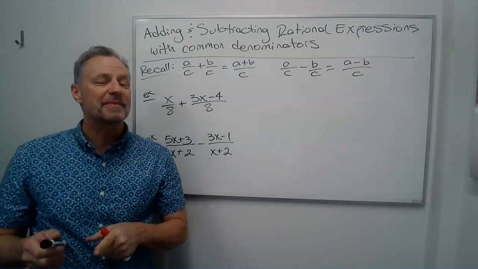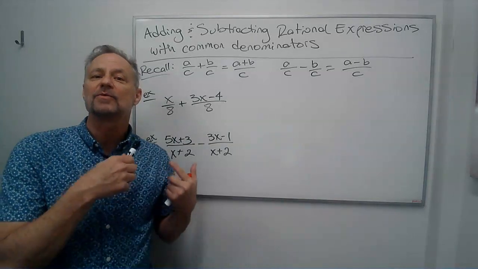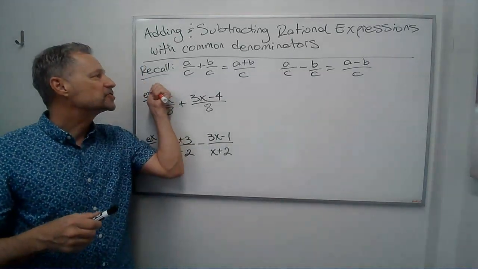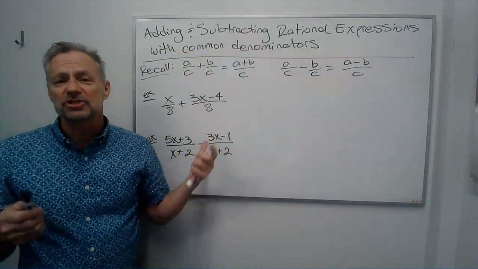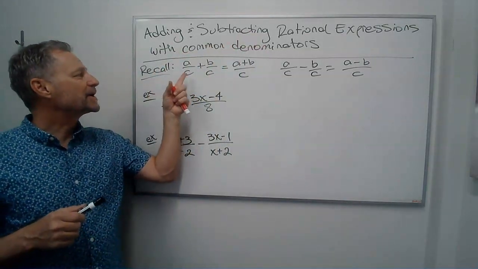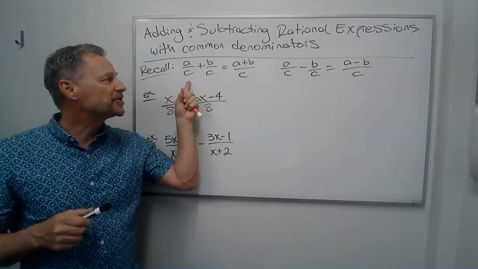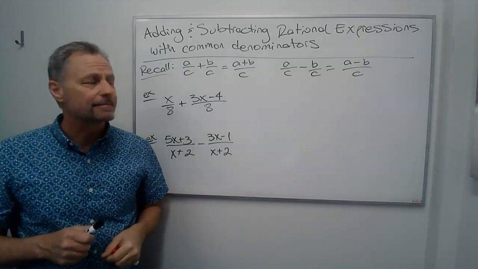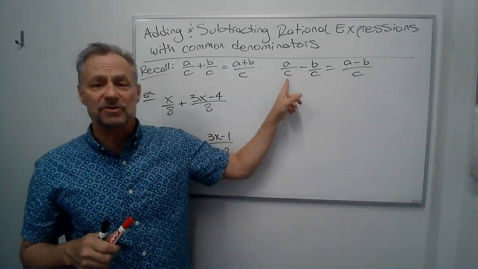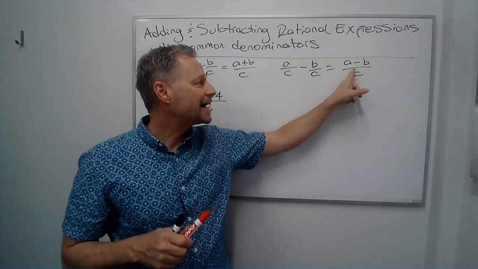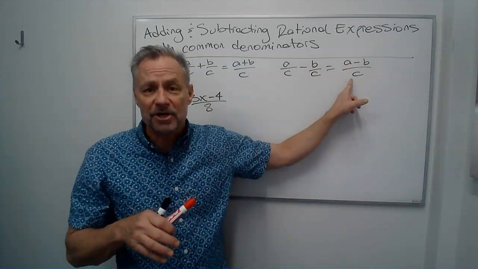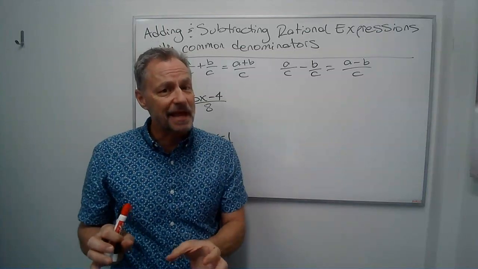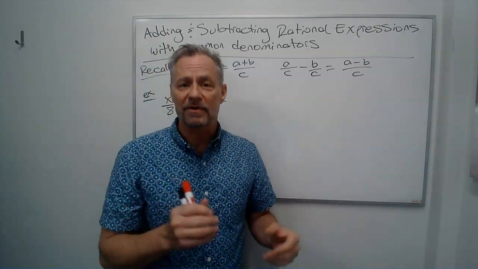We're going to talk about how you add or subtract rational expressions that already have a common denominator. Okay, so since I'm talking about rational expressions, we're just talking about fractions. So remember, when I add fractions, if they have a common denominator and I'm adding, I add the numerators and just keep the denominator. Similarly, if I'm subtracting fractions with a common denominator, I subtract the numerators, keep the denominator. So notice I never add or subtract the denominators. They have to be the same. Once they're the same, I just keep whatever they are.